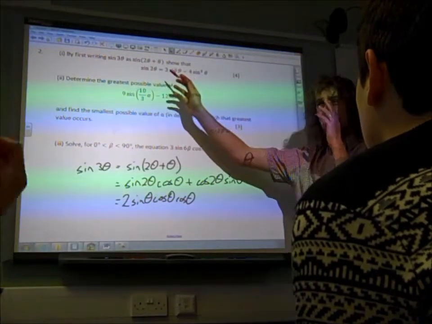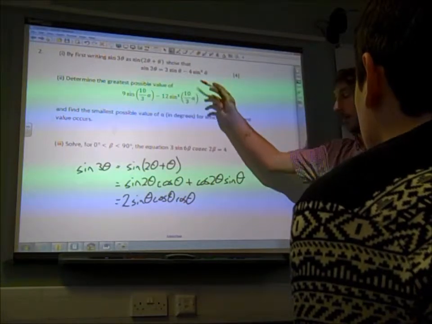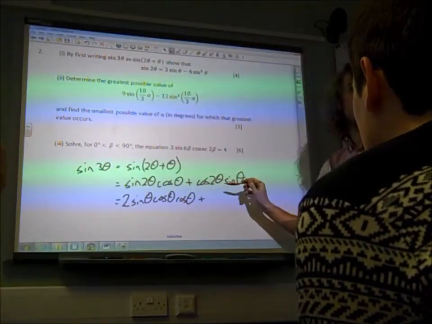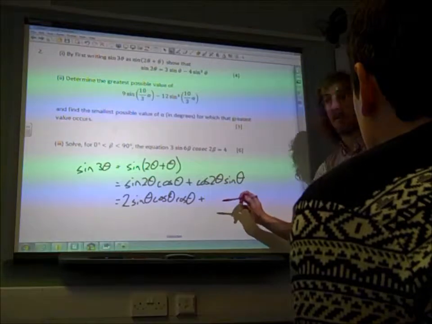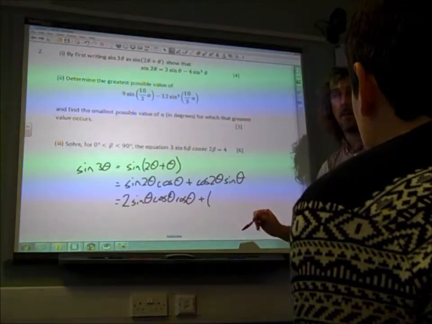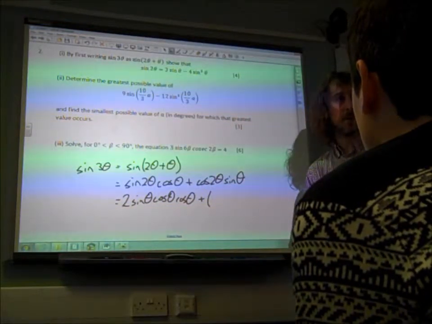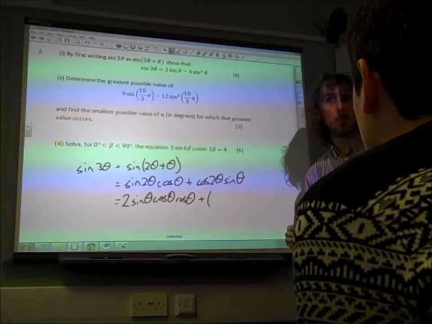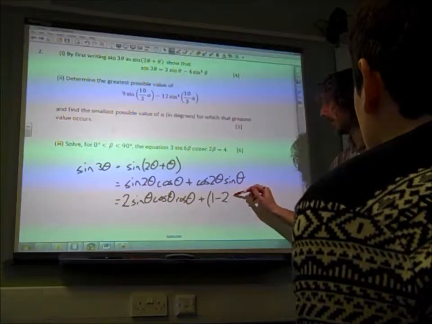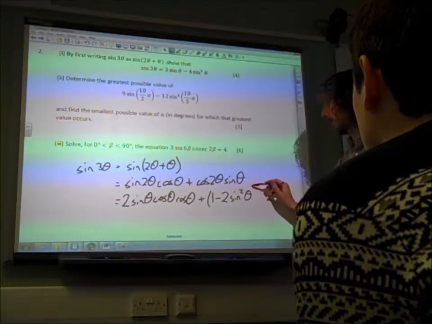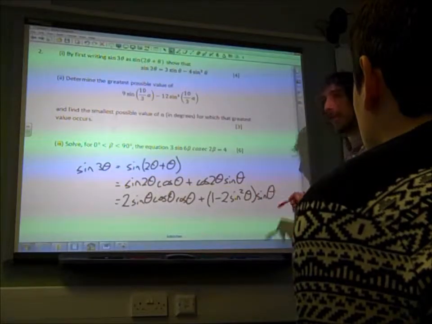We want to end up with this all in terms of sine. So this cos 2 theta here, we're going to use the identity that allows us to rearrange that. Now remember, cos 2 theta is cos squared minus sine squared, which makes it 1 minus 2 sine squared, times sine theta.